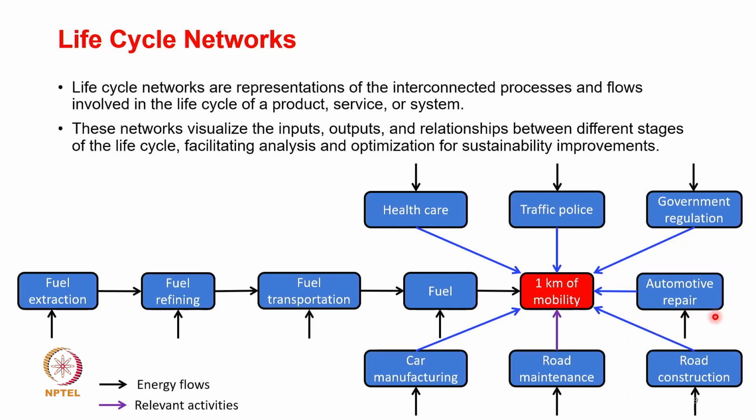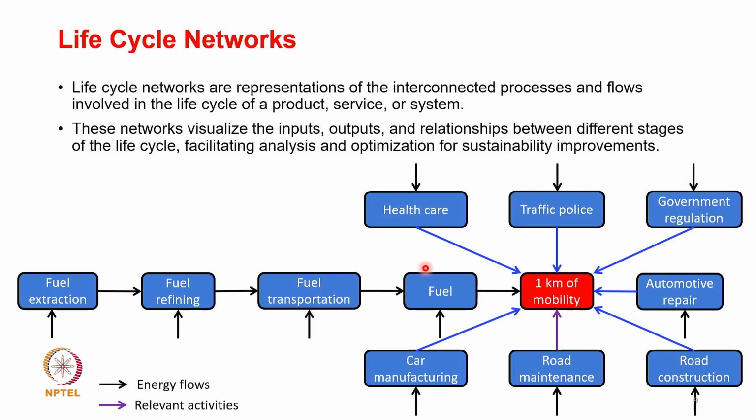You may have to do car maintenance that would require what we call automotive repair, and there are certain government regulations that control certain aspects of it, and also agencies like the police control certain aspects of it, and most of them would have an impact on healthcare, because the emissions that you produce will have an impact on healthcare. So when you talk about a simple case of mobility of 1 kilometer, you see how many such things are interconnected.